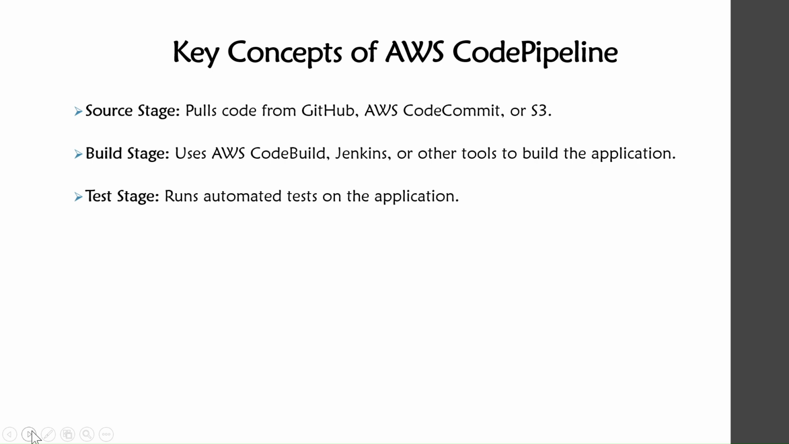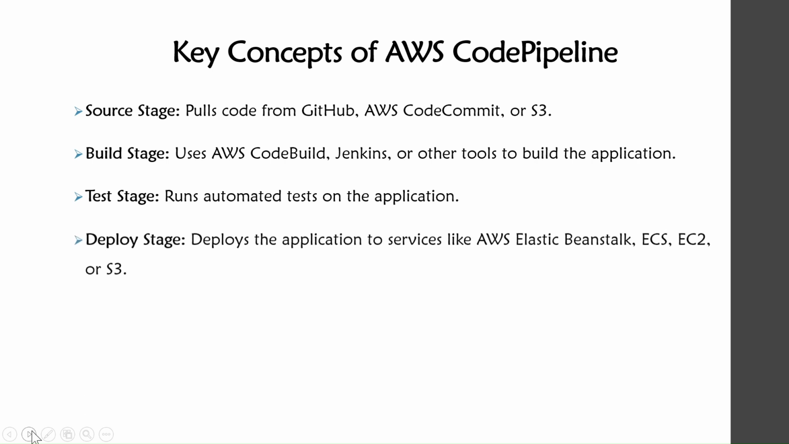In the test stage, automated tests are run on the application to ensure its quality and functionality. These could include unit tests, integration tests, or other forms of testing depending on the pipeline's configuration. If the tests pass successfully, the pipeline proceeds to the deployment stage. If not, the process is halted to prevent faulty code from being deployed. It can be terminated.